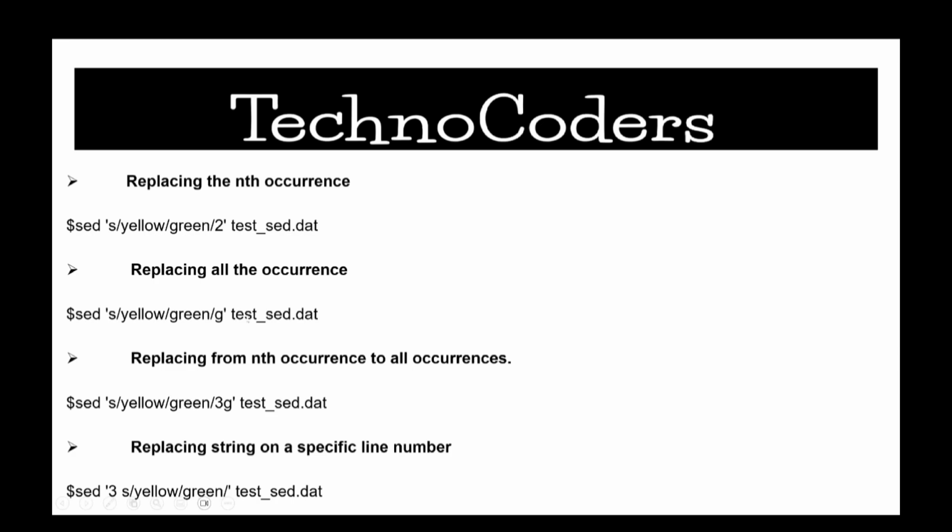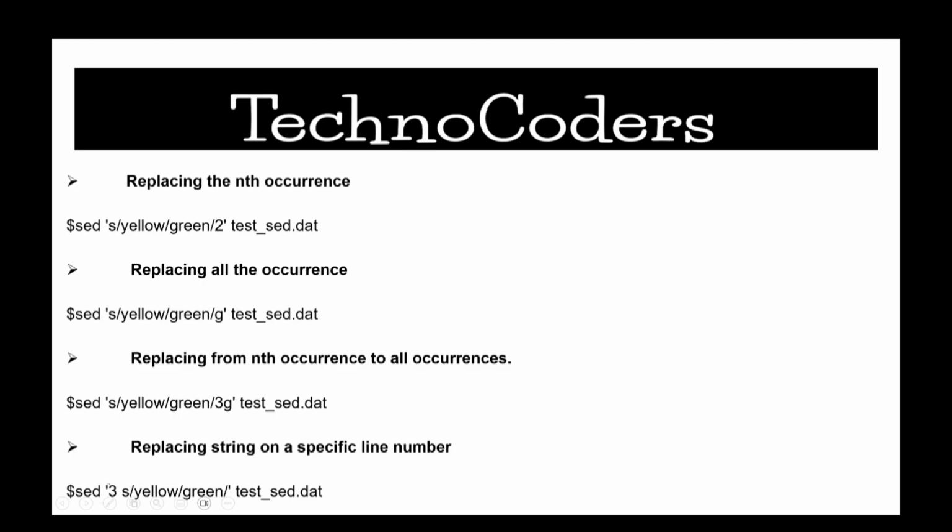Suppose you want to replace all the occurrences. Suppose in the same line yellow is repeating 3 times, in the second line yellow is repeating 5 times, and you want to replace yellow with green everywhere, then use the g option. g is for global. So same command, just /g. If you combine it with a number, say yellow is repeating 4 times in the first line, it will not replace the first and second. Starting from the third occurrence till the end of the file, it will replace yellow with green wherever it finds it.